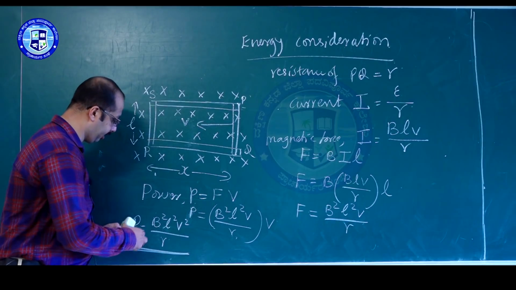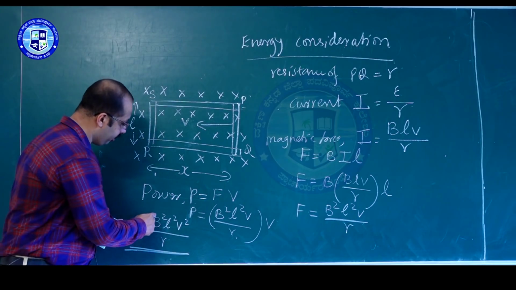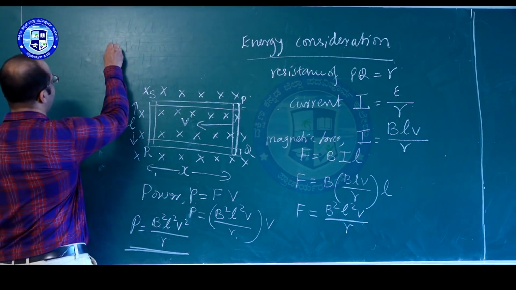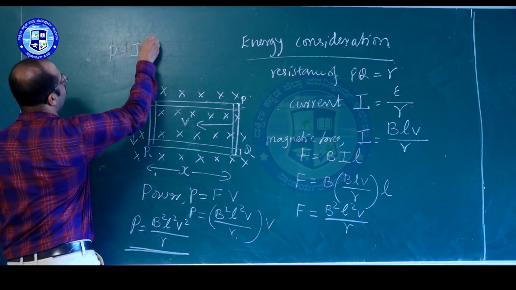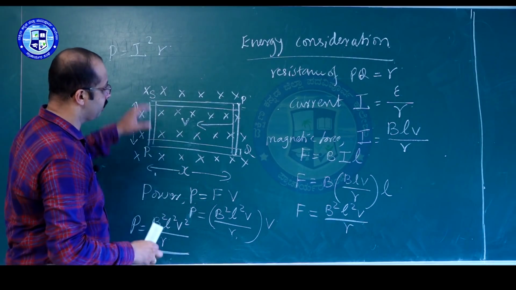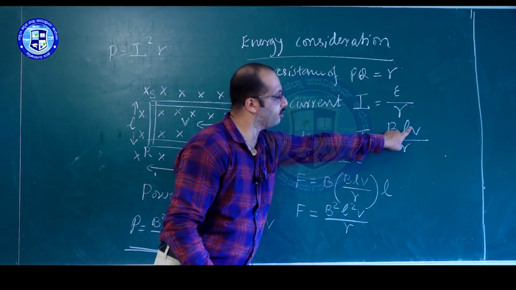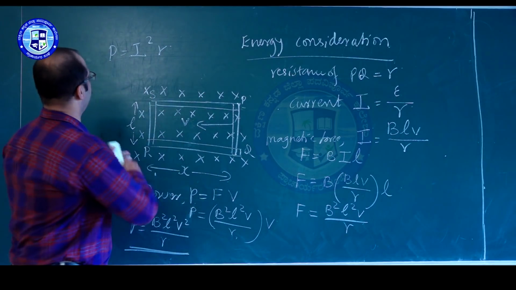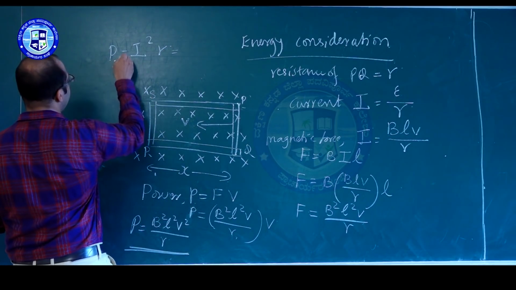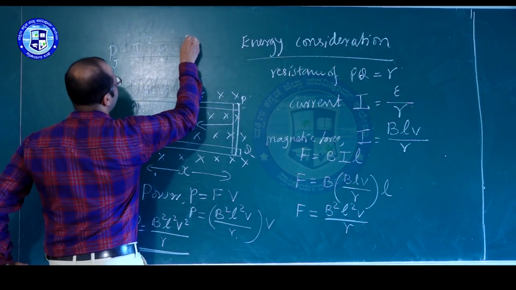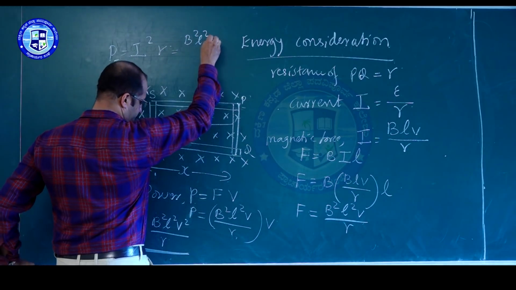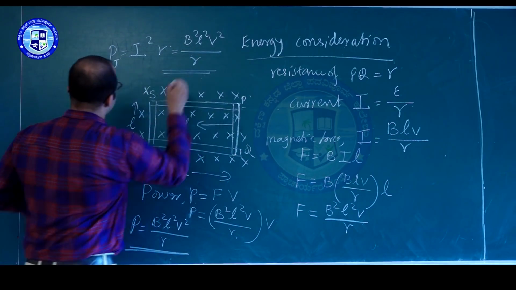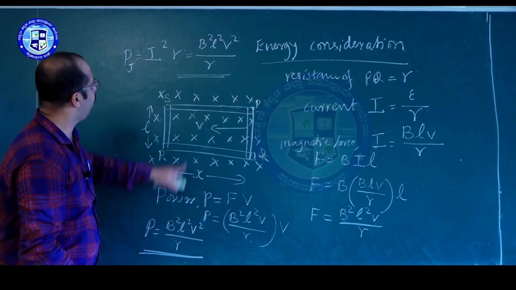So joule heat Pj can also be represented the same way. Power is also represented as P is equal to I square R. By substituting I square, which is B square L square V square divided by R square, into R, you get the same expression, Pj, the joule heat, equal to B square L square V square divided by R. Both are the same.